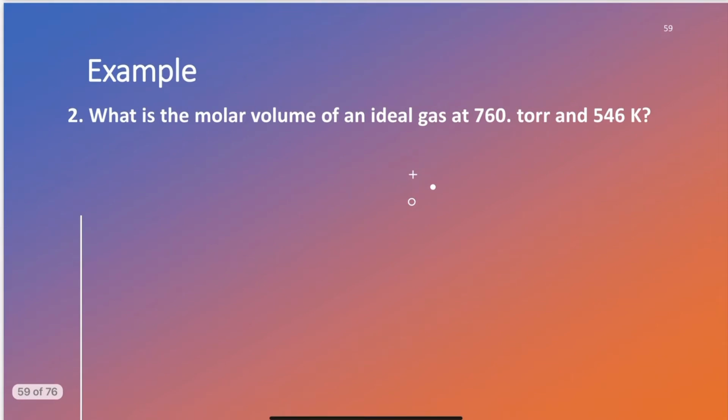What is the molar volume of an ideal gas at 760 torr and 546 Kelvin? So a few different ways you can solve this. You can remember what STP is. STP, 1 atmosphere, 0 degrees C, which is 273 K. You can recognize that this is double my temperature at STP, and 760 torr is equivalent to 1 atmosphere. So you could recognize that, oh wait, my pressure is the same, my temperature is doubled.